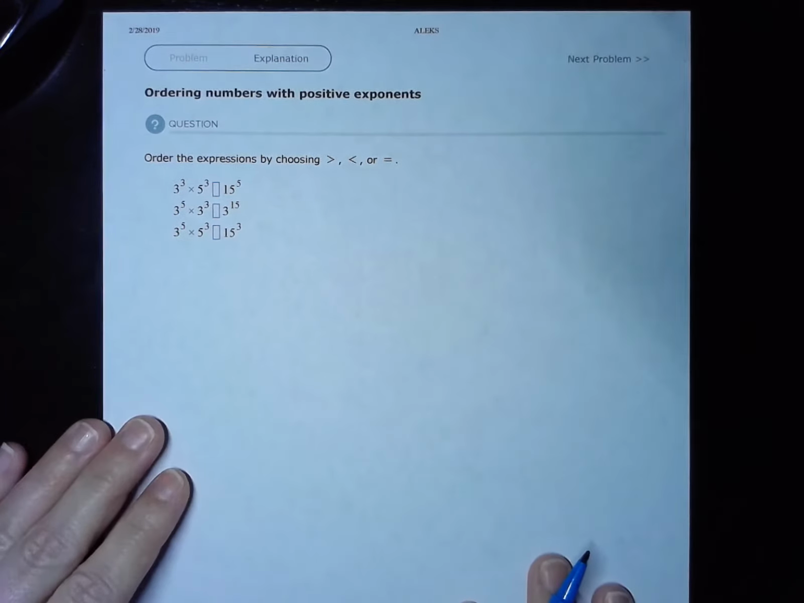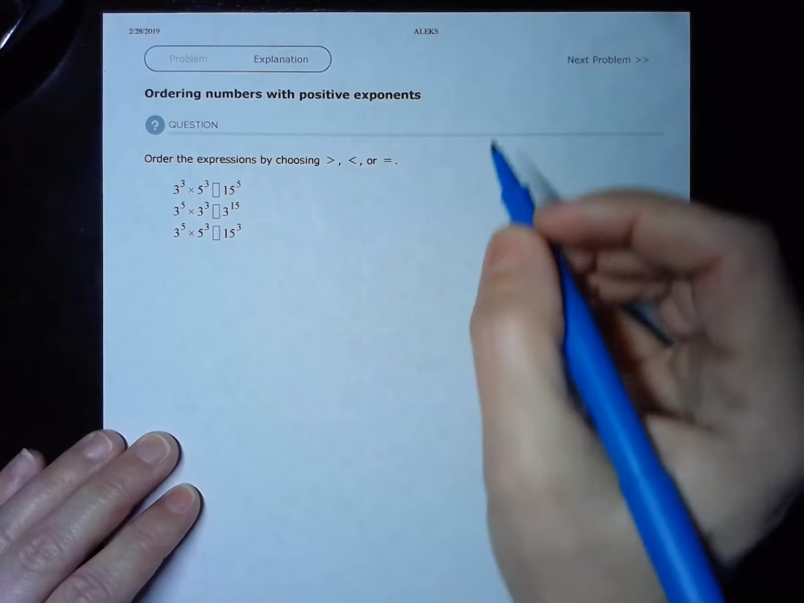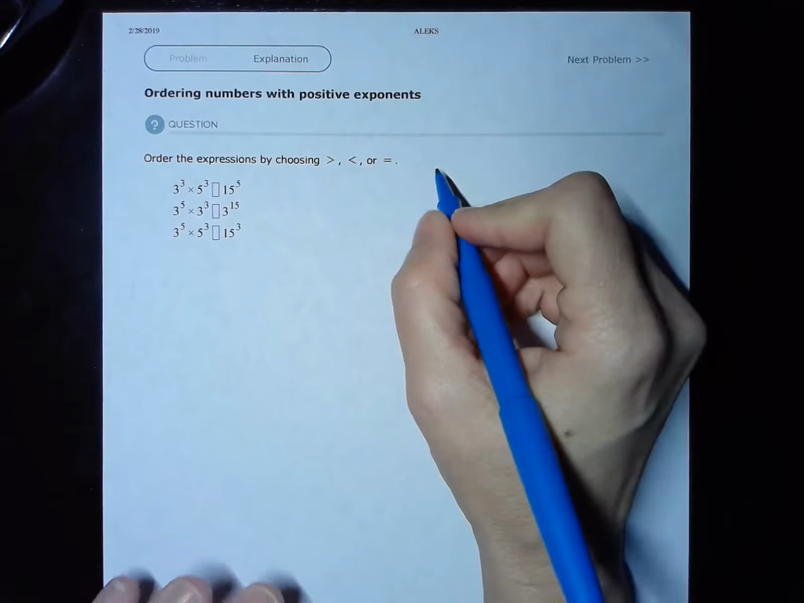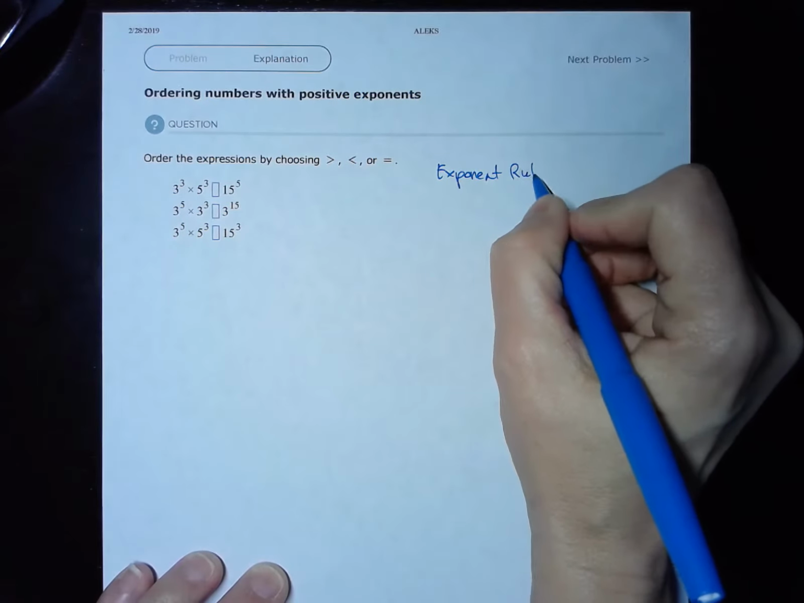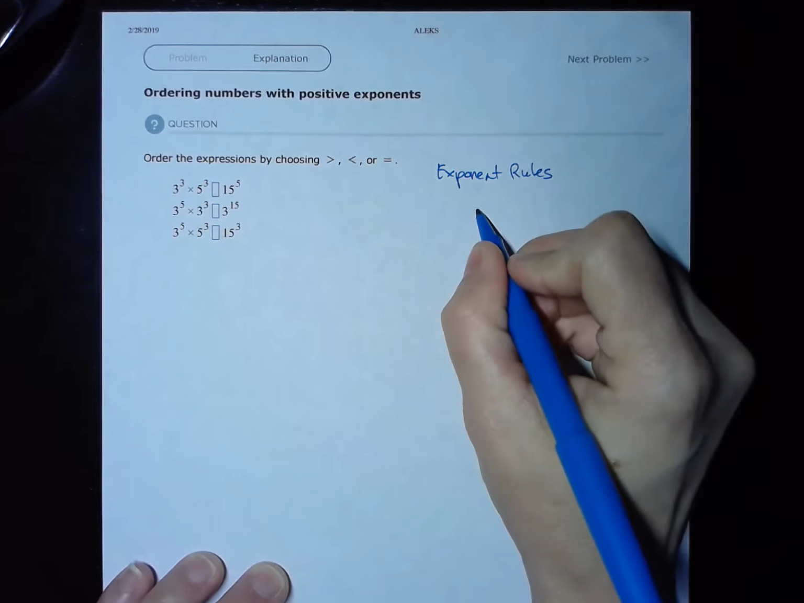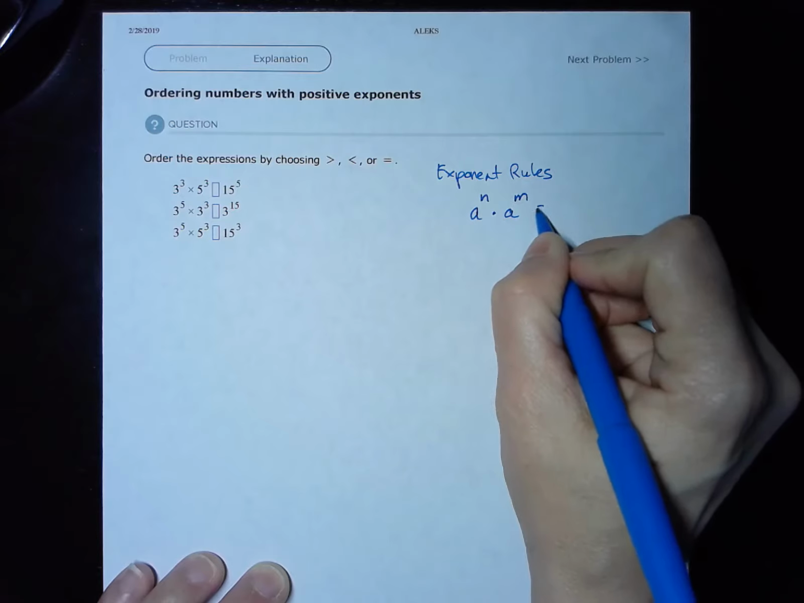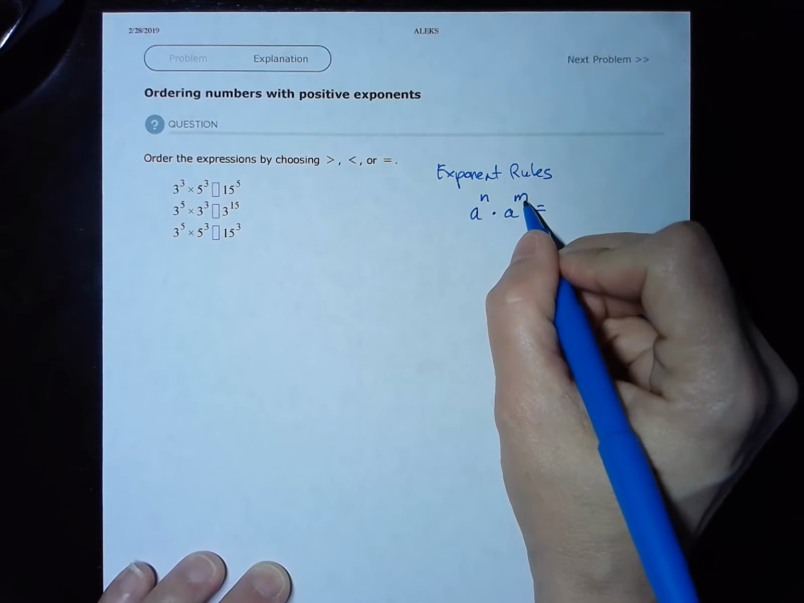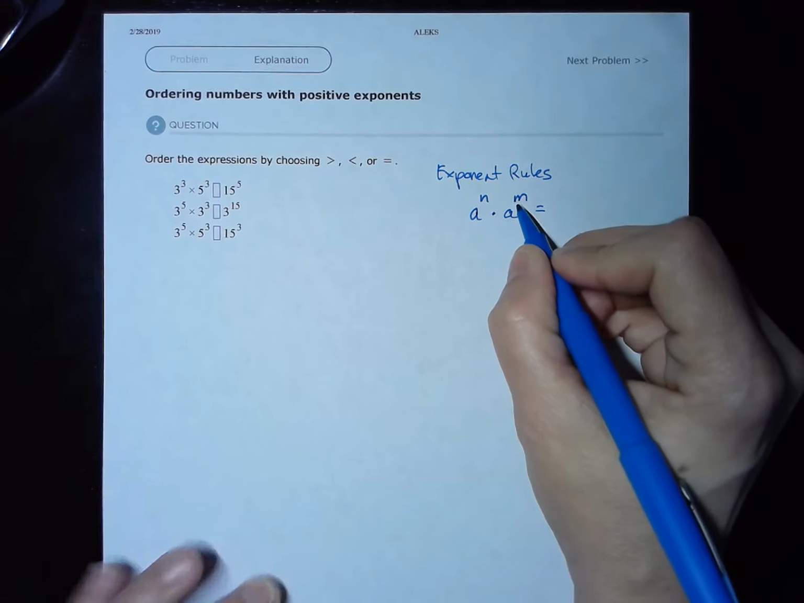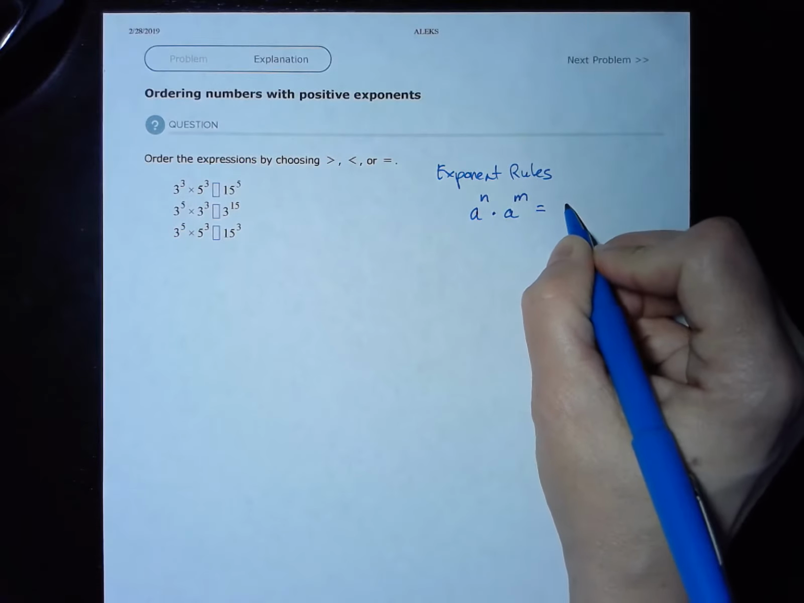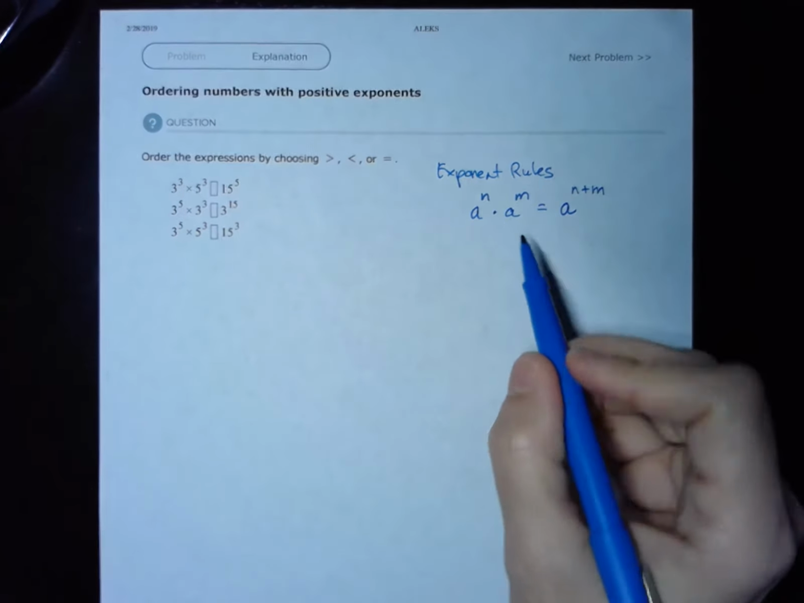Okay, this topic, ordering numbers with positive exponents. On these, we're supposed to be using our exponent rules. So if you go back to your exponent rules, we know that if we have bases of the same, like a^n times a^m, where the a's are the bases and the n and the m are the exponents, then we keep the base and we're supposed to add the powers. So we can use this rule.